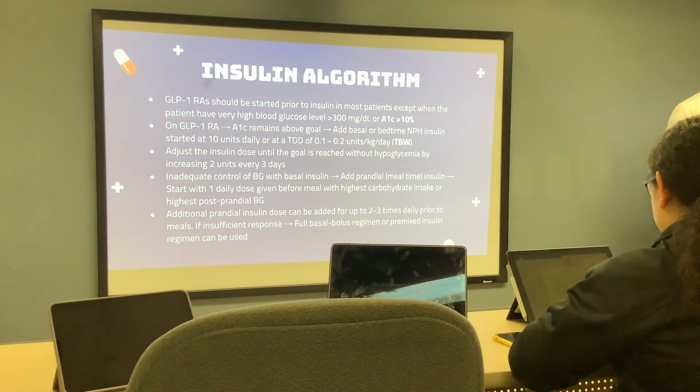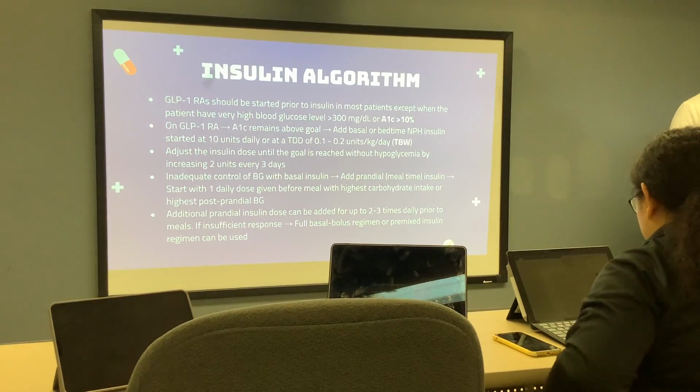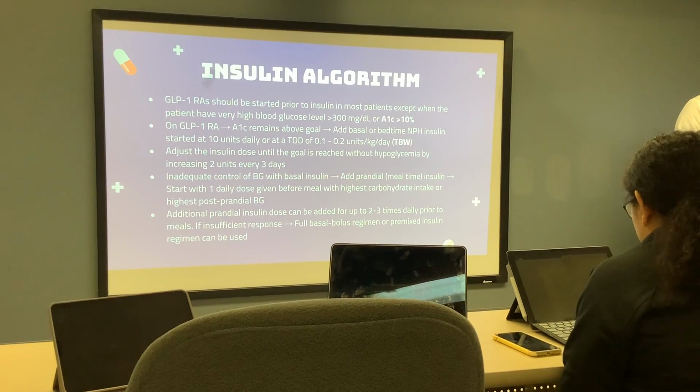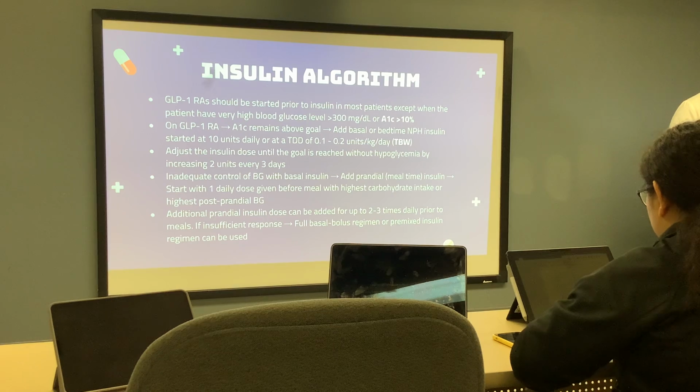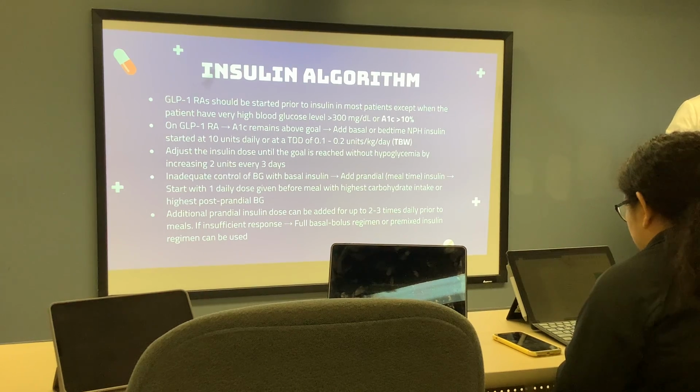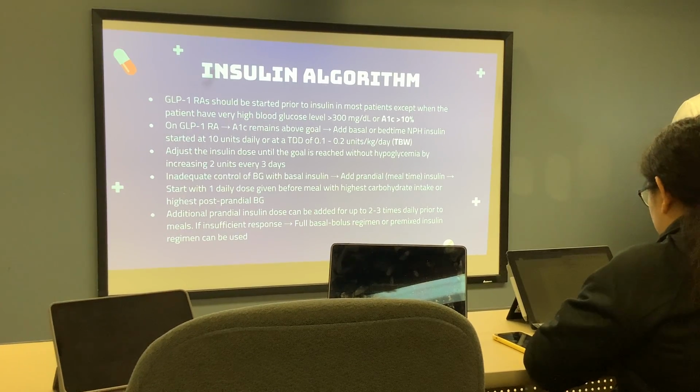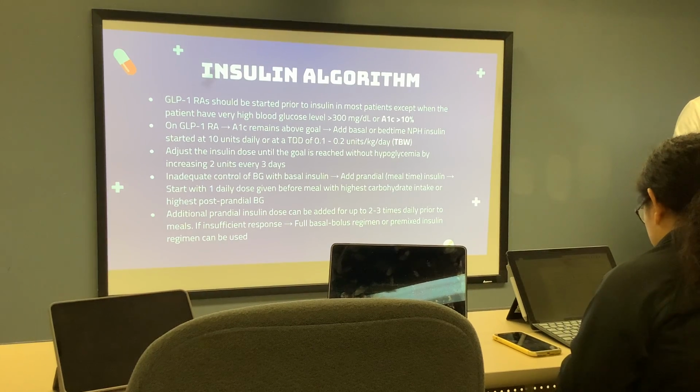So we are going to titrate this basal insulin until our goal is reached of 80 to 130, which is the fasting glucose range. And this range has to be met without causing hypoglycemia, because hypoglycemia can be more deadly than hyperglycemia. So we can titrate the basal insulin dose by increasing every 2 units every 3 days. But we cannot just keep increasing the dose, right?